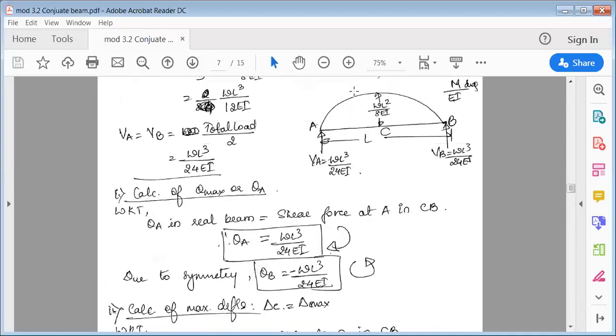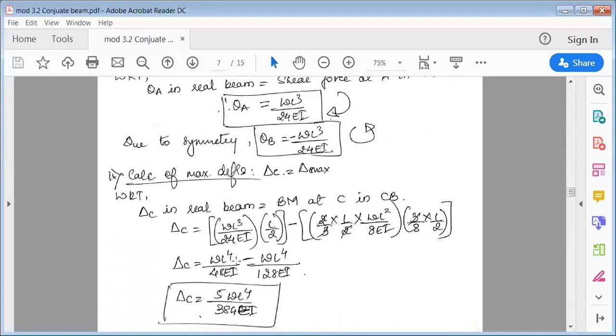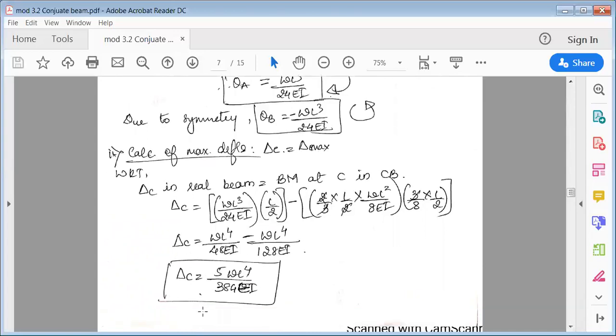Now again, this load is acting downward, so it is going anticlockwise, while VA is clockwise. Clockwise is positive, which is VA, and anticlockwise is negative, so this is minus. When you simplify this, you'll get the same answer. Now see here, the approach is different, but in both methods you'll get the same answer, that is delta C. Either you solve by the moment area method or the conjugate beam method, in both you'll get the same deflection formula.